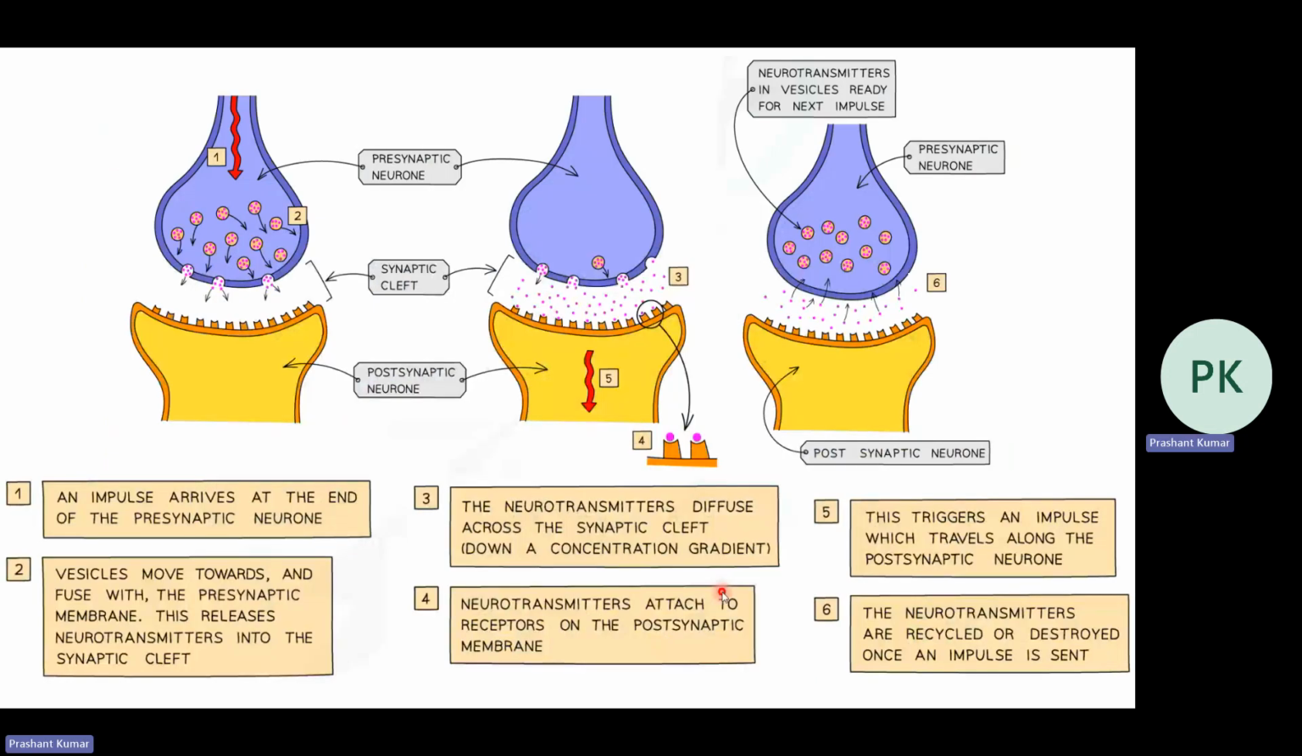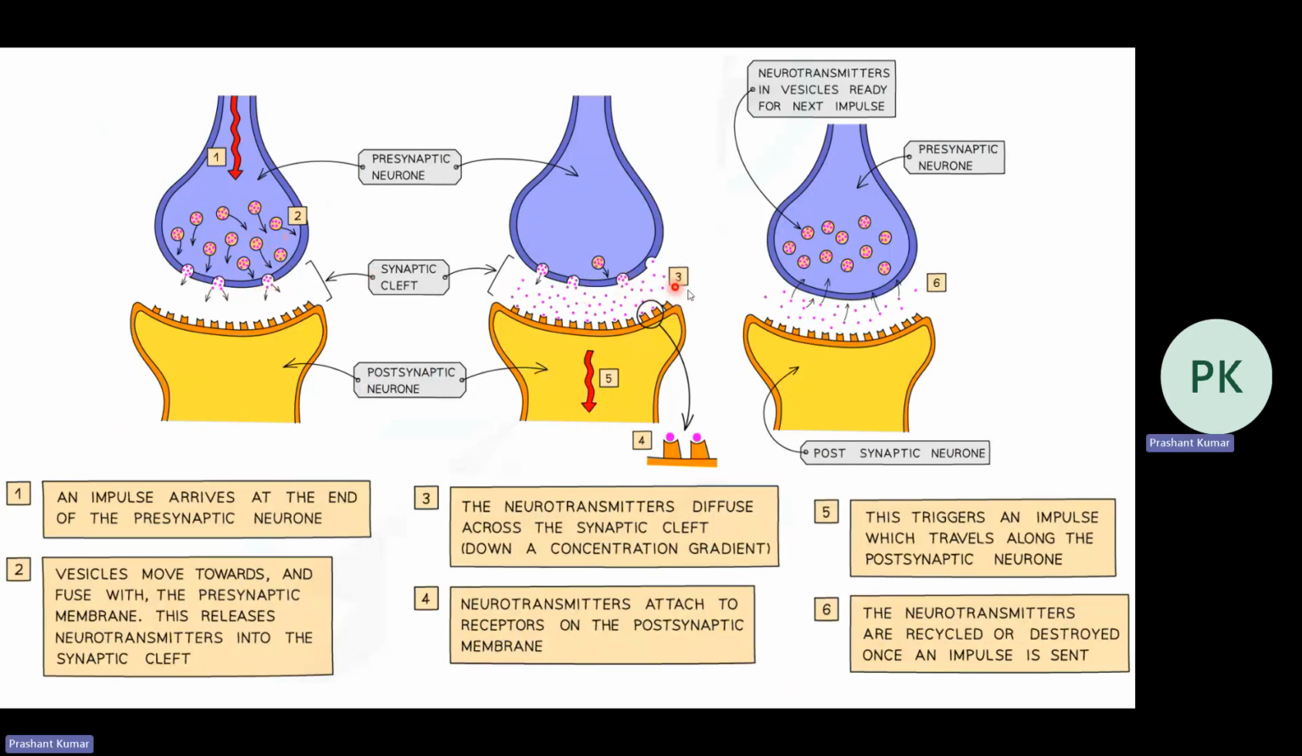So the process of the nerve impulse is very easy. Let's try to understand how the impulse moves in 6 points. Point one: an impulse arrives at the end of the presynaptic neuron. So the impulse has reached here. Now what is happening? The vesicles present in the presynaptic neuron go and fuse to the membrane of the presynaptic neuron.